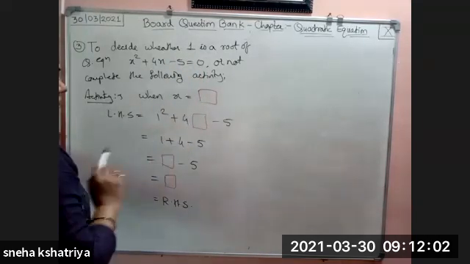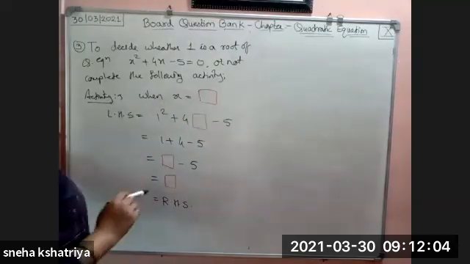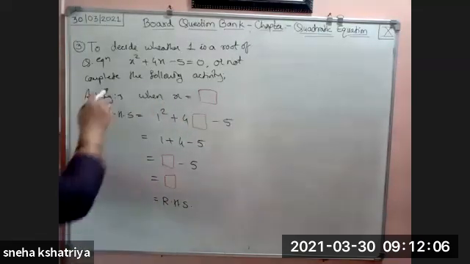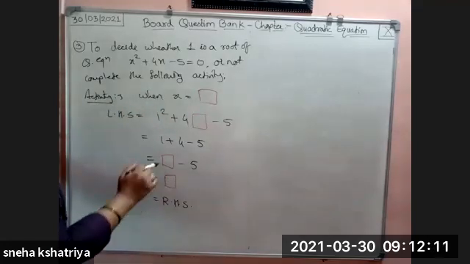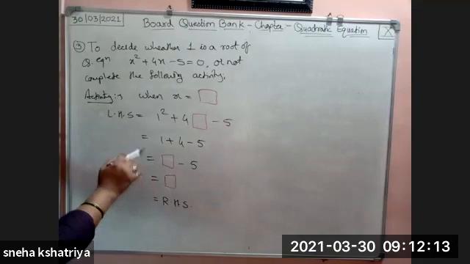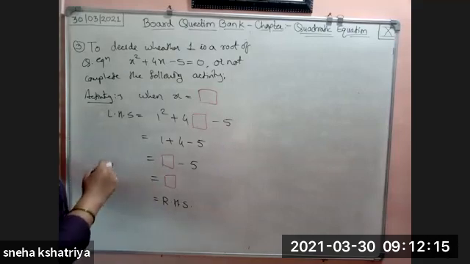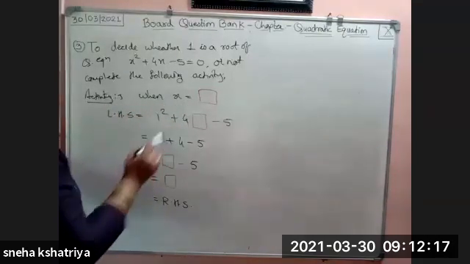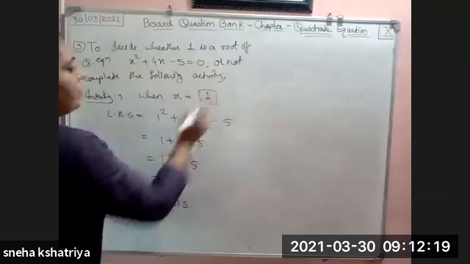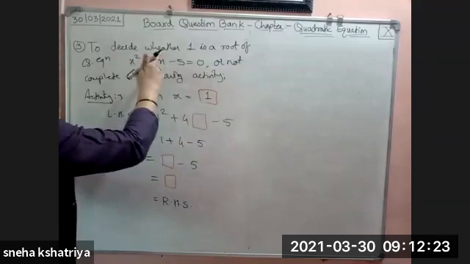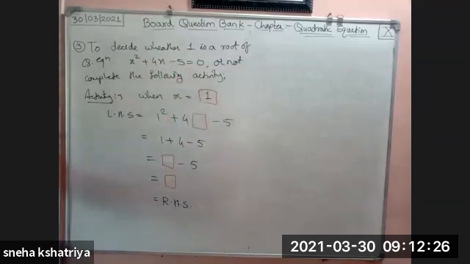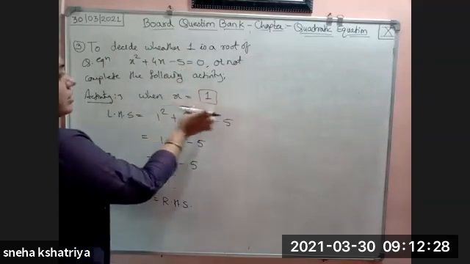And if we don't get the RHS, then we don't have to solve or complete this activity. But for that, we have to complete this activity and see whether 1 is a root or not. Okay. So again, see here in the activity, when x is equal to what? Here 1 will come, because they have told that 1 is a root of this. We have to decide whether 1 is a root of this quadratic equation or not. So we take x is equal to 1.